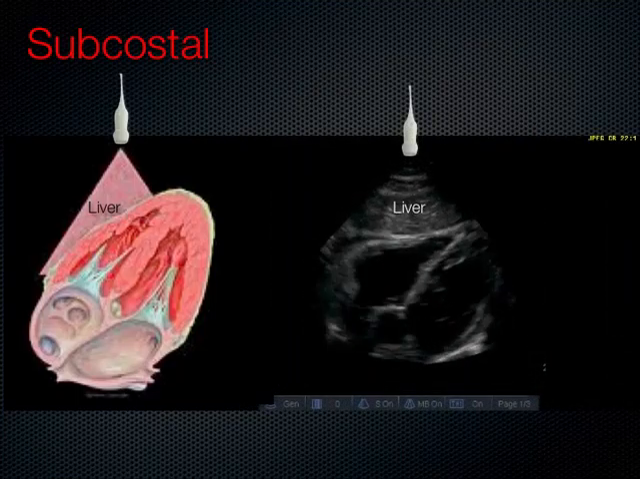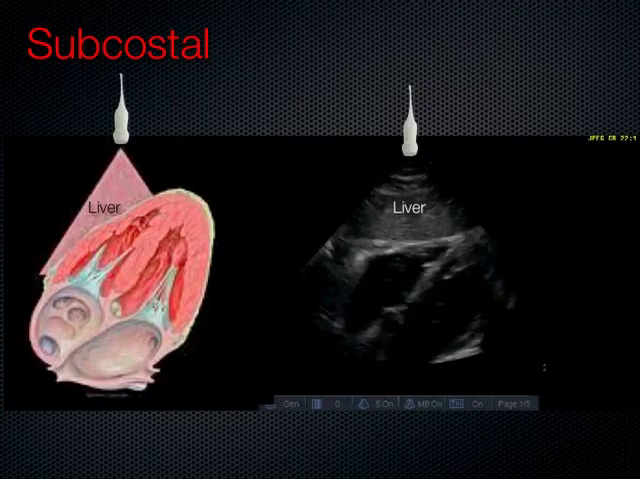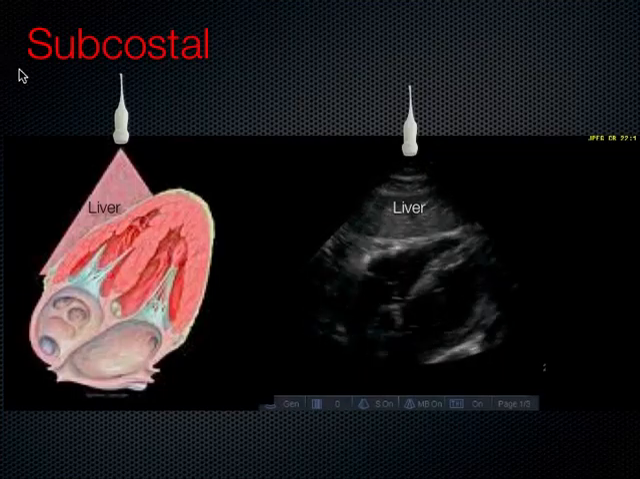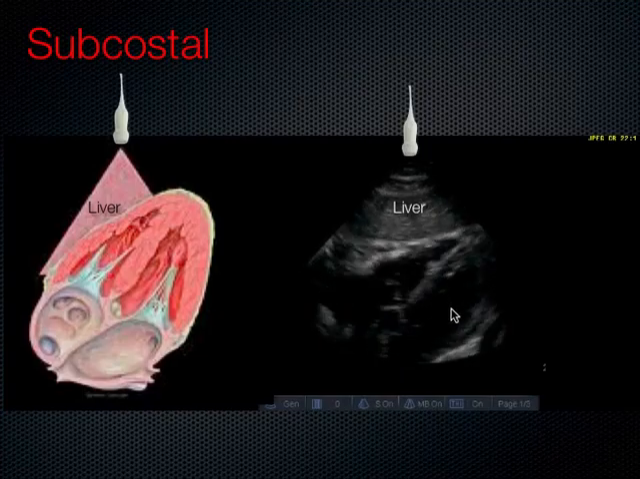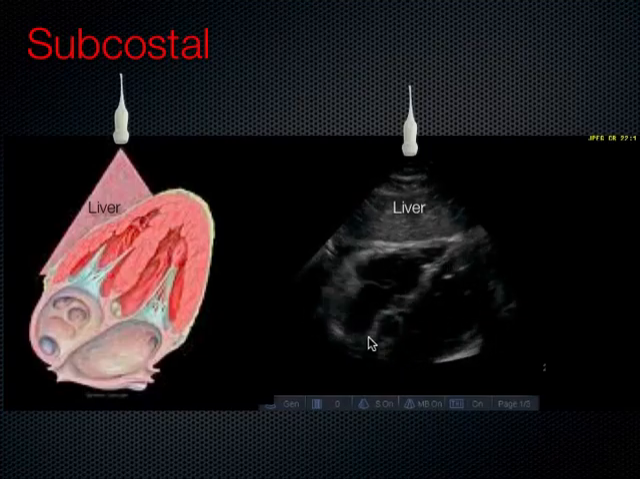So patients who have a small liver, this is a very difficult, if not impossible, view to get. But we can see here on this patient, there's the right side of the heart and the left side of the heart, the right ventricle, right atrium, and left atrium.